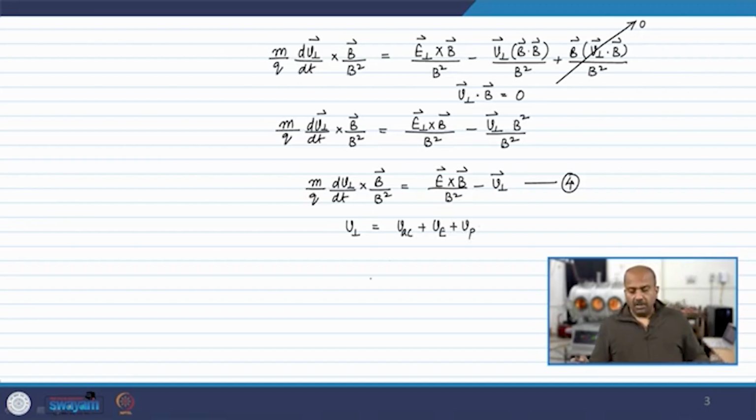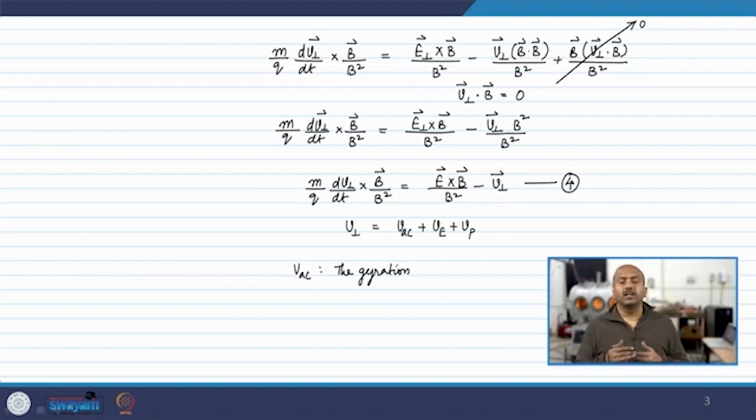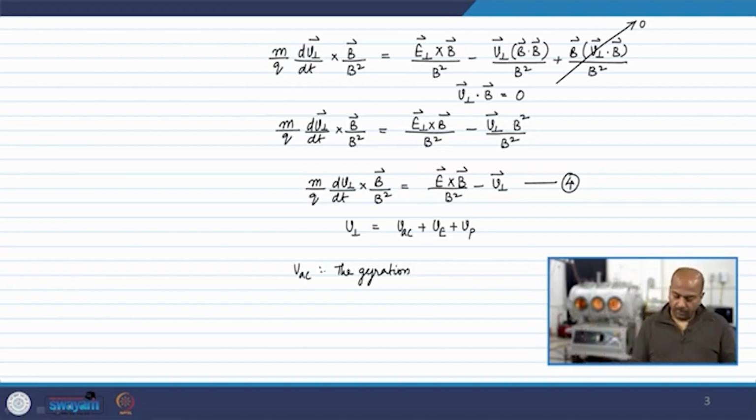Okay. What is the meaning of this? We have to remember that if we have this sort of differential equation, the solution can be decomposed into a time dependent part and a constant part. What I have done is I have written three terms, not just two terms, right. What are these three terms? V_AC. What is V_AC? This represents the gyration of the particle because of the presence of the magnetic field.